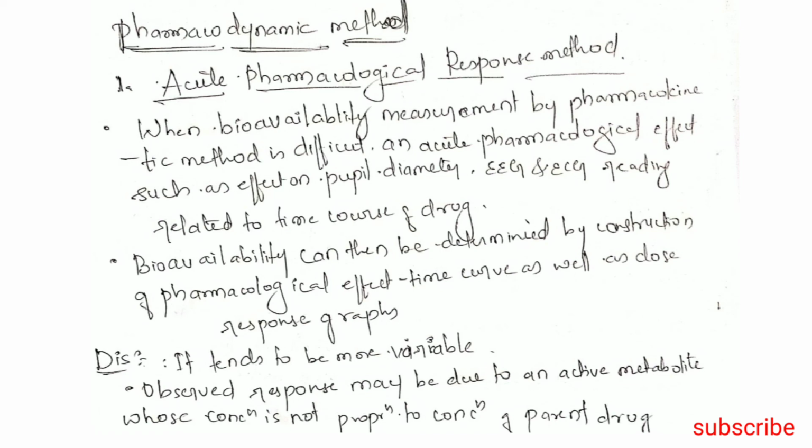Disadvantage of the acute pharmacological response method is that it tends to be more variable. The observed response may be due to an active metabolite whose concentration is not proportional to the concentration of parent drug.